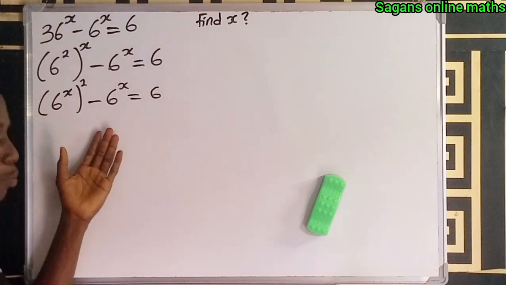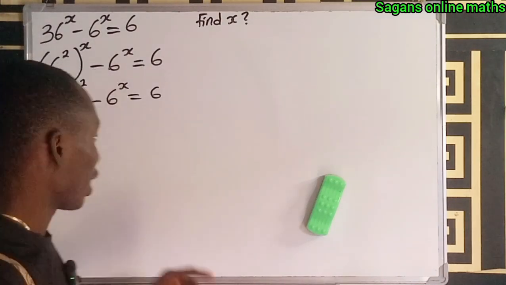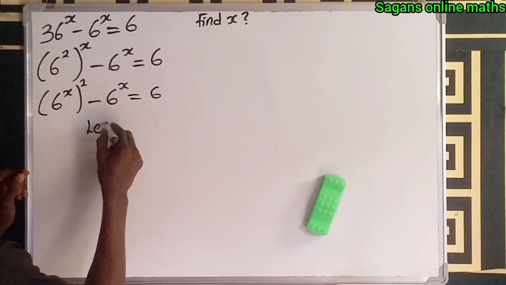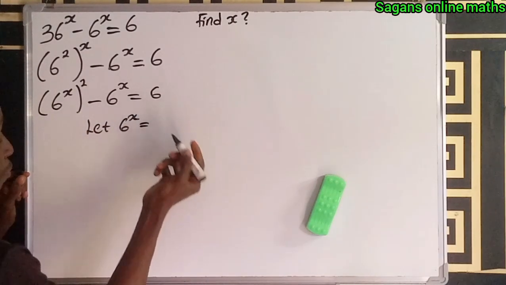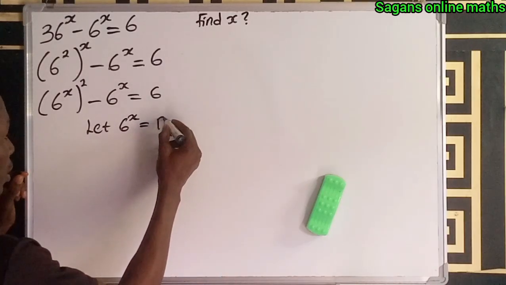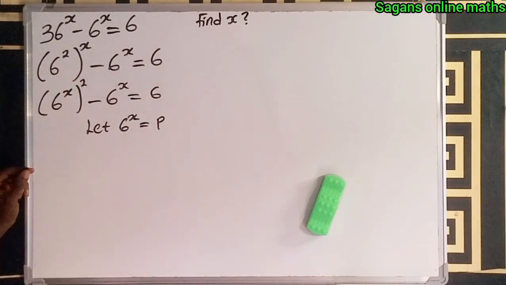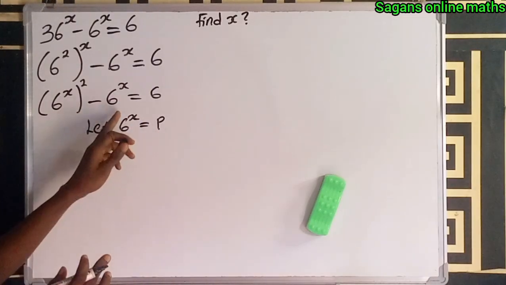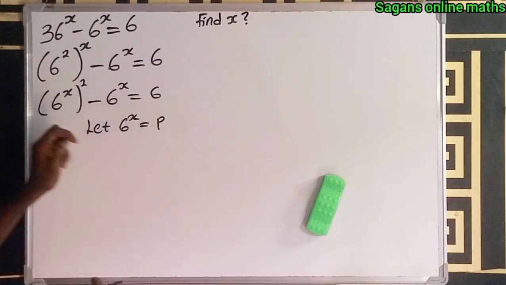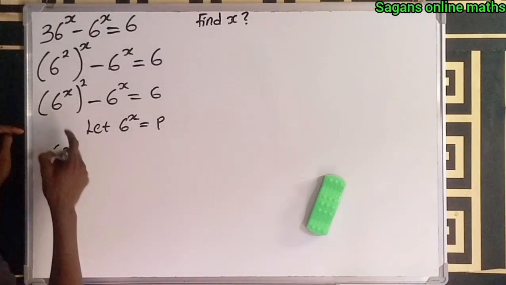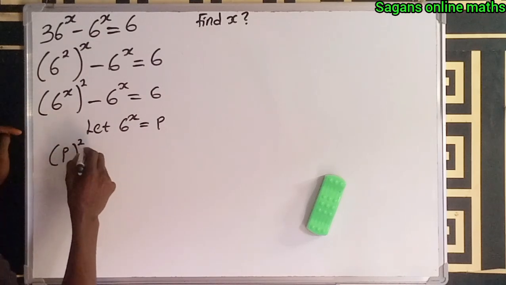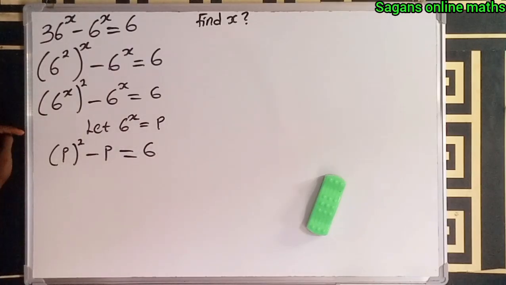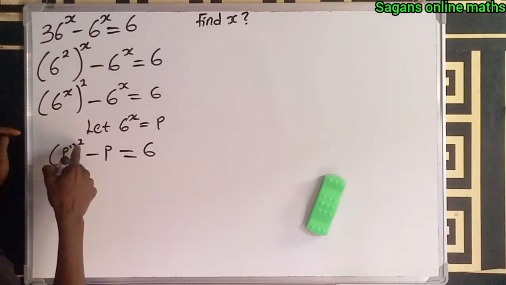All right, at this point we can see that something is common. We are having 6 to the power of x here, also having 6 to the power of x here. So we are not wrong if we decide to say let 6 to the power of x equal any variable of our choice. Let it be equal to p. If 6 to the power of x is equal to p, it implies that anywhere we see 6 to the power of x, we are comfortable to substitute p. So we have p squared minus p, because 6 to the power of x is p, and the power of this p here is 1, and 1 times 2 gives us 2.